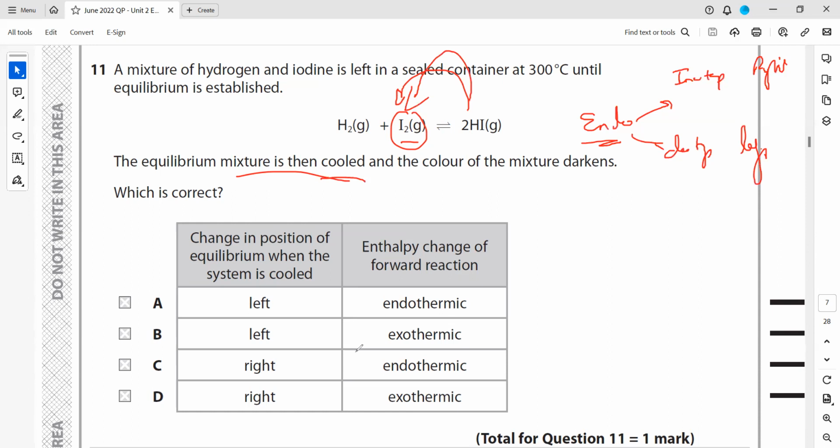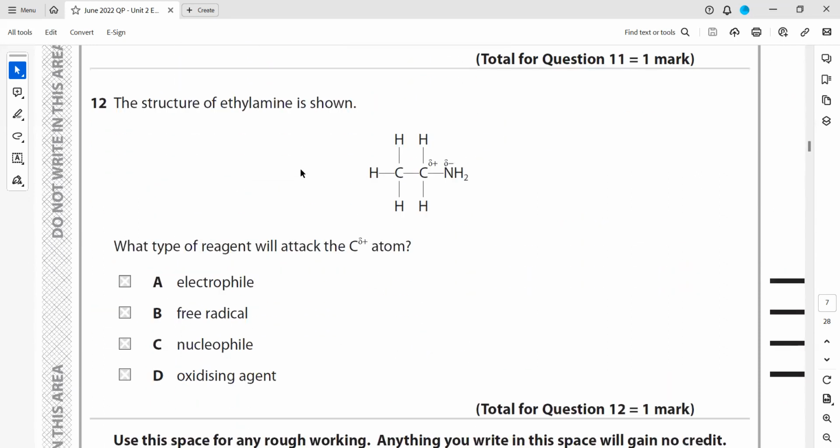So equilibrium shifted toward the left, and the enthalpy change for the forward reaction will be endothermic, because in an endothermic reaction, decreasing the temperature shifts equilibrium towards the left. If we increase the temperature, it will shift towards the right hand side.